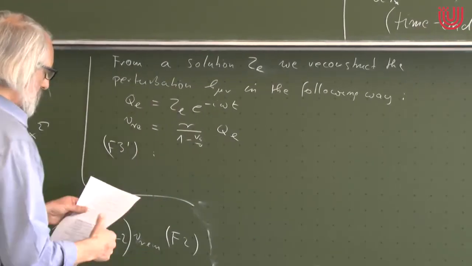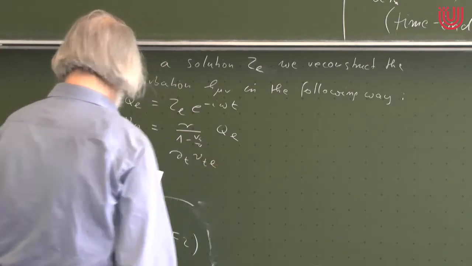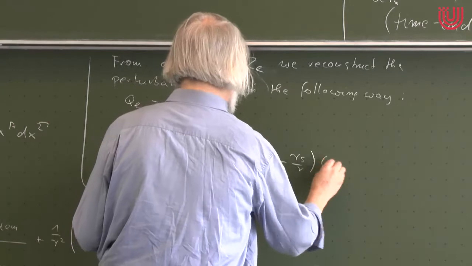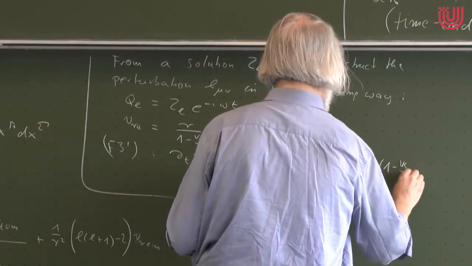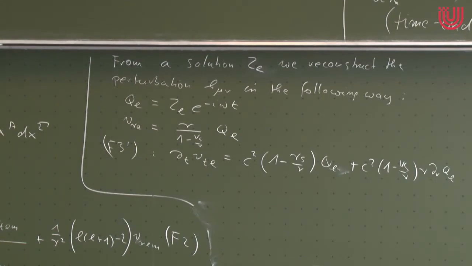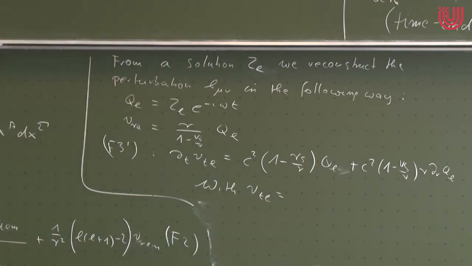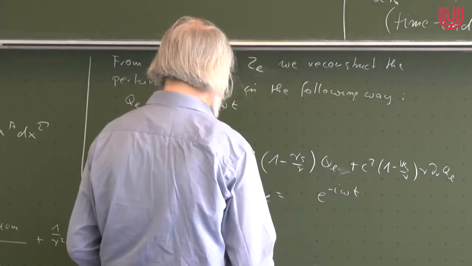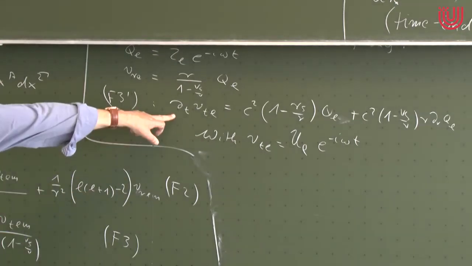So from F3 prime, we get a derivative of VTL. So this was dt VTL was c squared times 1 minus RS over R times QLM, we have dropped the L, plus c squared RS over R times dr QL. And we have now a time dependence which is periodic, so we will assume that also our VTL depends on time via an exponential factor e to the minus i omega t. I call the prefactor, which depends on R only, capital UL. And then this gives me an algebraic condition for U.